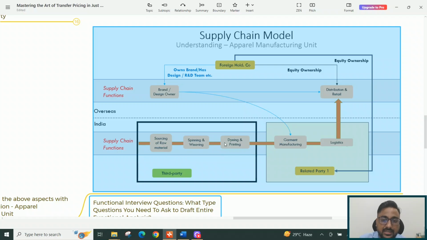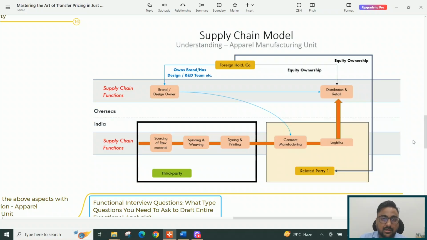Then the foreign holding company can also support garment manufacturing by providing SOPs. Now this type of thing may come in a supply chain model, where the product is sold by the related party to the distributing or retail entity of this foreign holding company, and then further sold to the customers, right? Then what is the remuneration which every party should get in this entire supply chain is the question, for which you need to undertake a transfer pricing analysis.